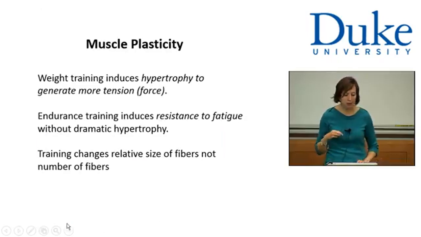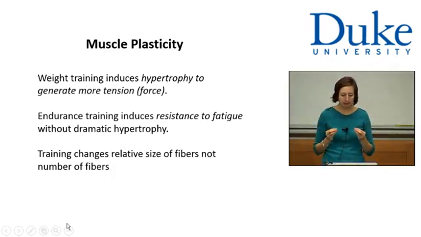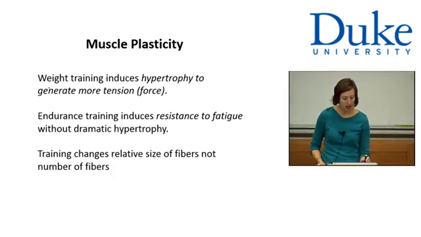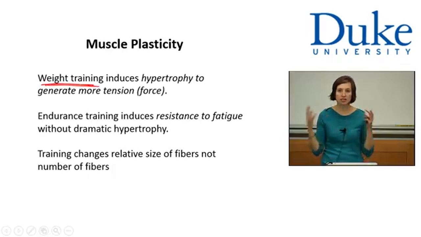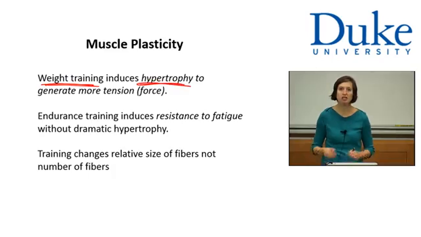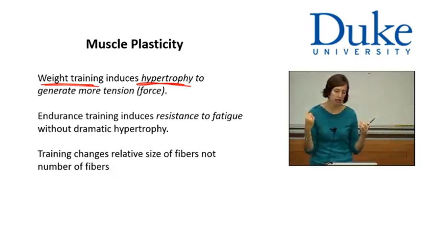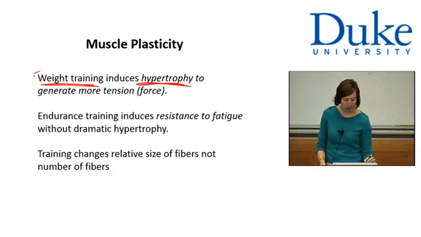So let's just talk a little bit now. We've said we've got muscles that tend to have different fiber types. And we know that, for instance, if you do weight training, then you're going to increase the size of your muscles. And you're going to do that by causing hypertrophy of the muscle cells, which means causing them to get larger because they're adding more myofibrils. So that is going to allow them to produce more force so that you'll be able to lift more weights. So that's what weight training is going to do.